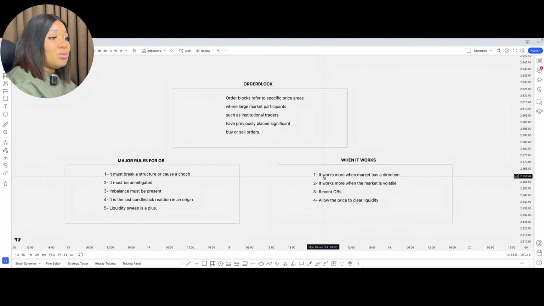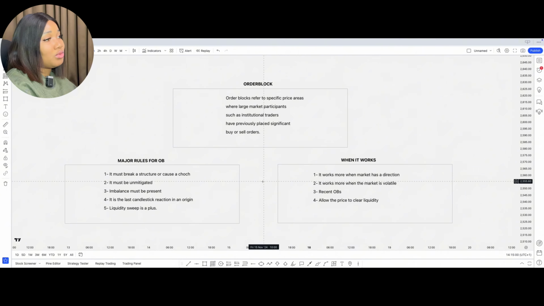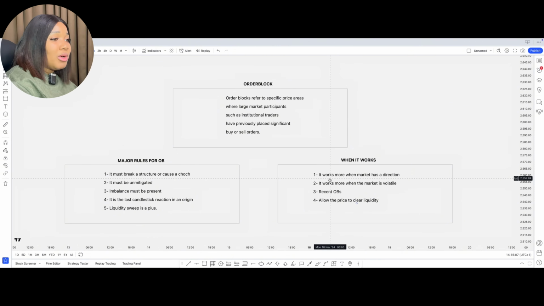And number 1 here, it works more when the market has a direction. So if you have finished reading the market structure, you should also understand how to read market structure if you want to do well with this particular strategy. I also have a video on that teaching you how to read market structure. So if you read the market structure and you notice that there is no direction in the market, you need to stay away, because you may not get the setup you are looking for. But once you read the market structure and you notice that there is a direction, either to the upside or to the downside, then your order blocks can work well.